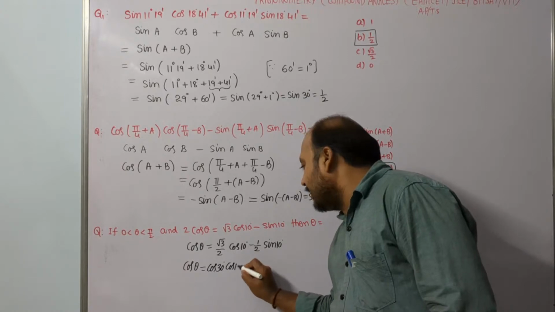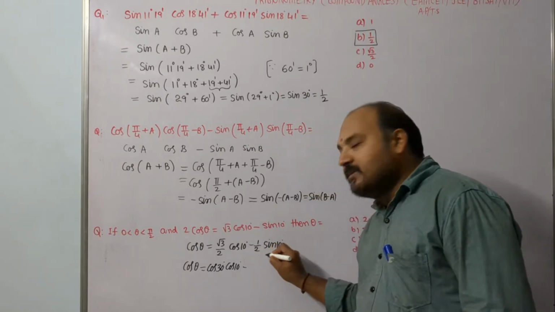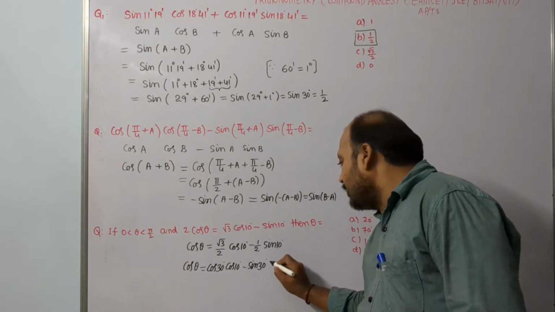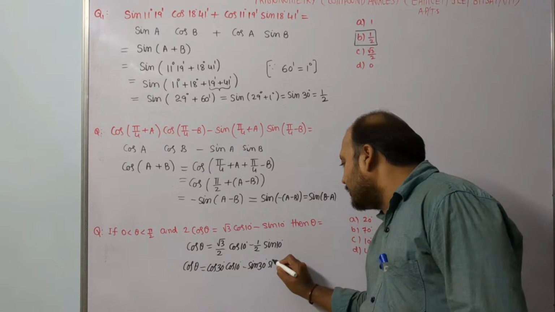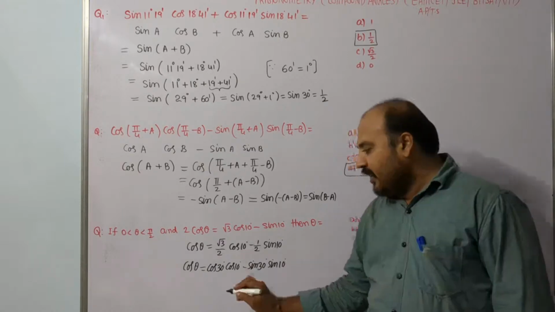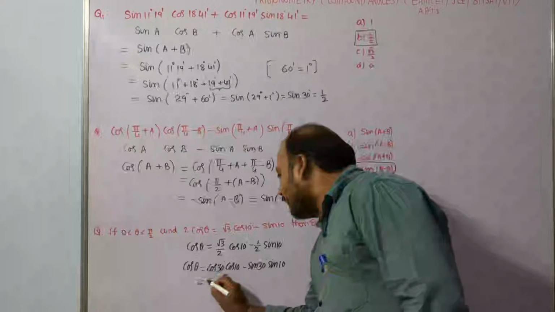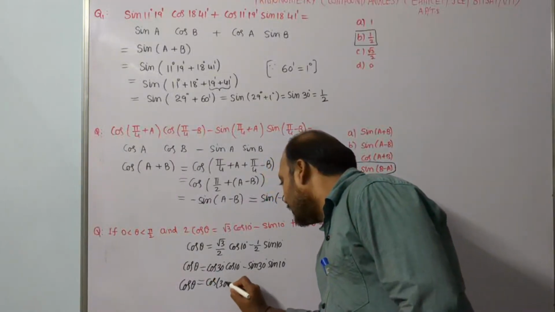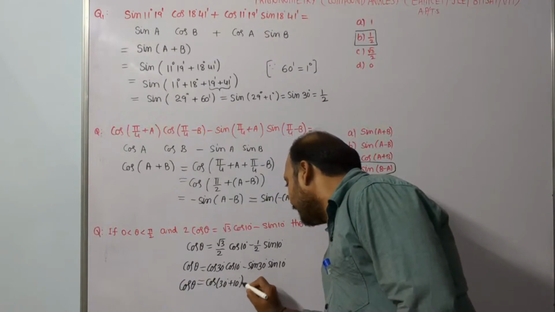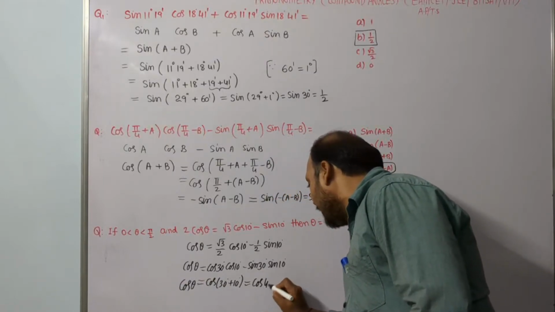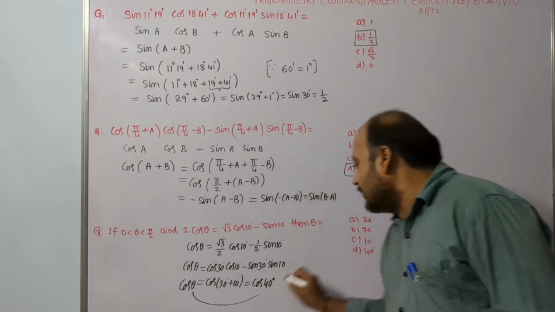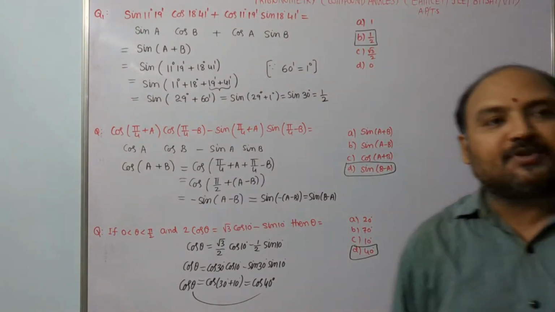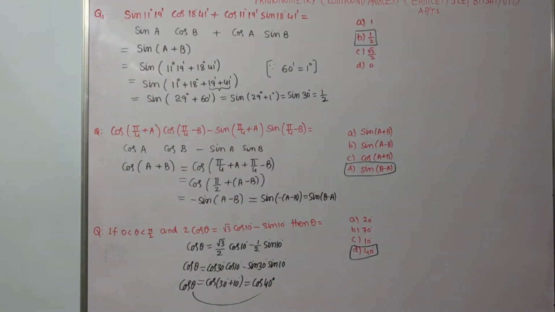into cos 10 degrees, minus 1 by 2 in terms of sin, sin 30, into sin 10, which is cos A cos B minus sin A sin B. So cos theta is equal to cos of 30 degrees plus 10 degrees, which is equal to cos 40 degrees. Comparing the angles, theta equals 40 degrees. It is there in the fourth option, dear students. We'll move to another set of questions.